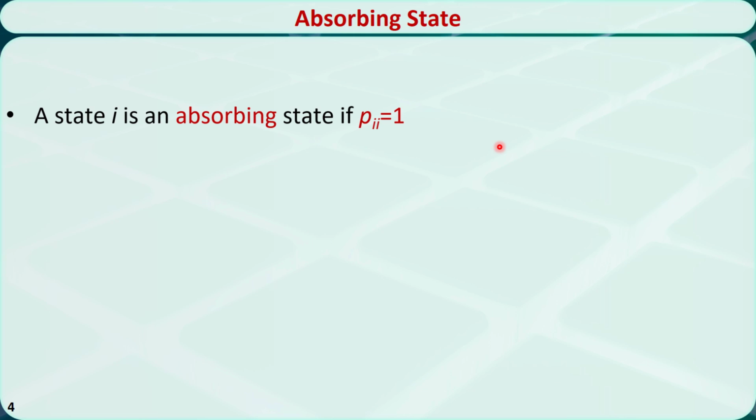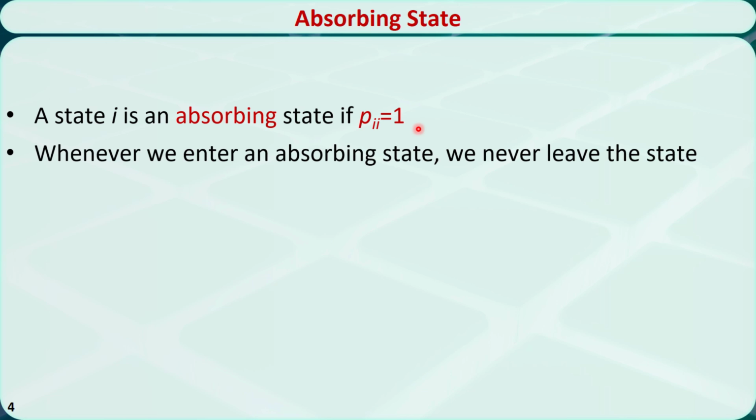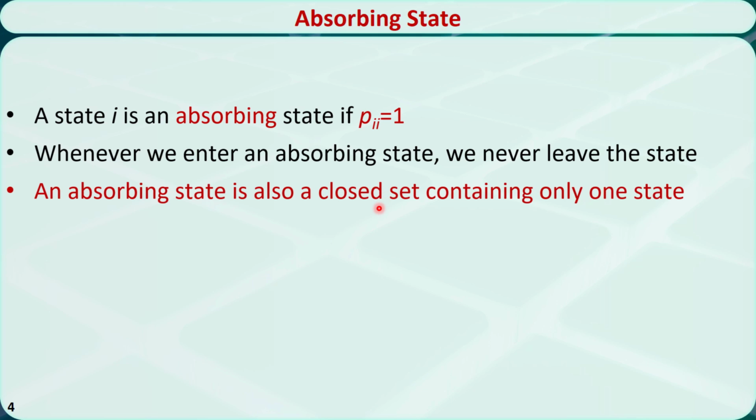A state i is an absorbing state if P_ii is equal to 1. That means the probability of the transition from i to itself is 100%. If we enter an absorbing state, we will never leave the state. An absorbing state is also a closed set containing only one state.